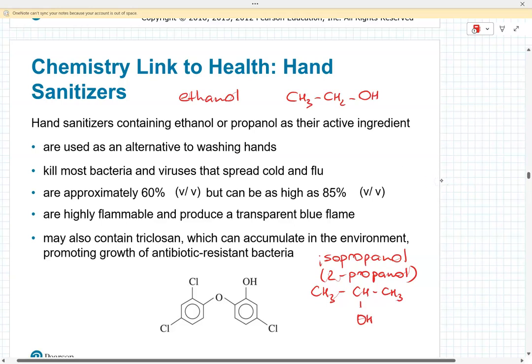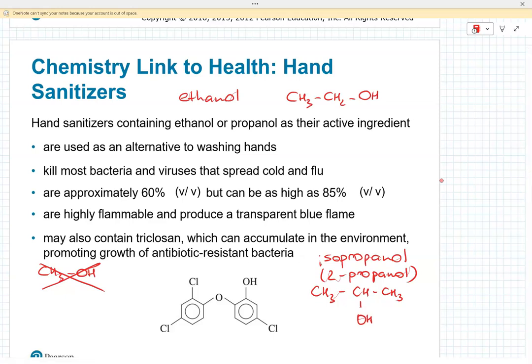We don't use methanol. Remember I was talking about methanol, this one? We don't use it because of its toxicity. Somebody might ask, wait, but it's hand sanitizers, right? We put it on the hands. We don't drink it. Well, you don't.